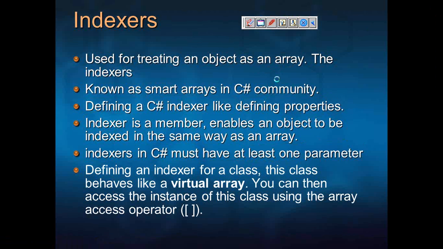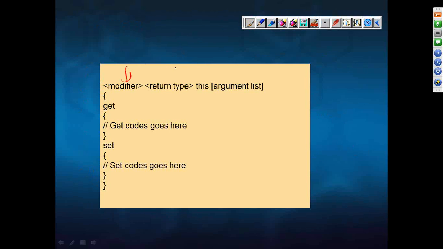This is the syntax for how we define an indexer. Modifier, return type, and this. In a class, you don't give a name to the indexer; it will always be this. Then the argument list, where at least one parameter is needed, then the get block, and then the set block.